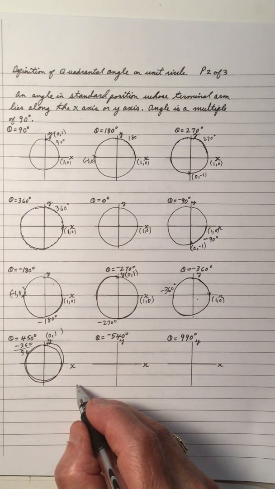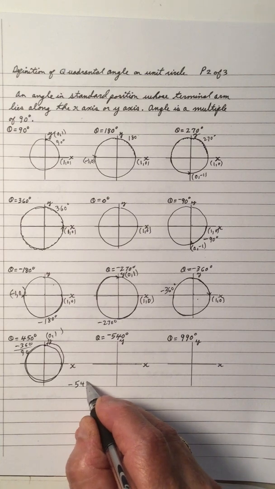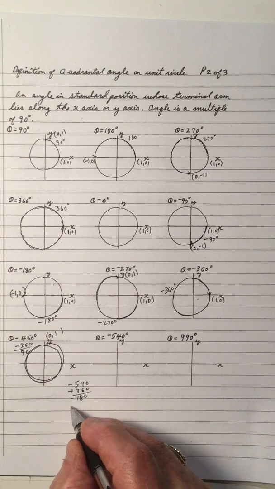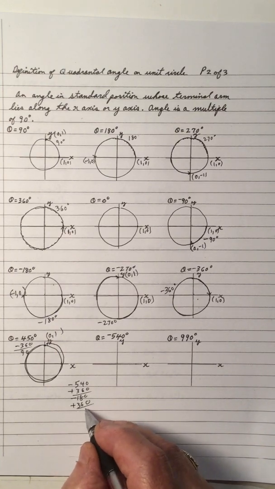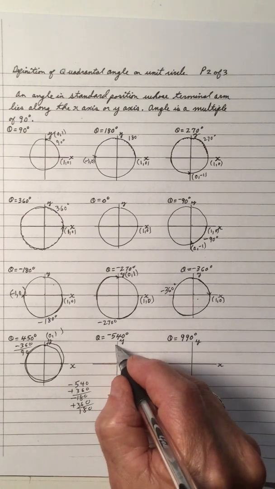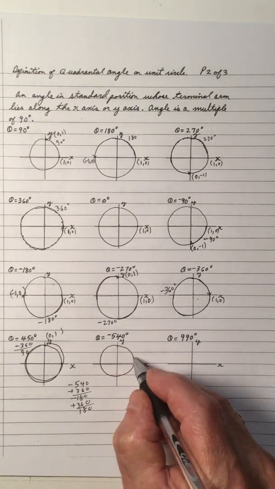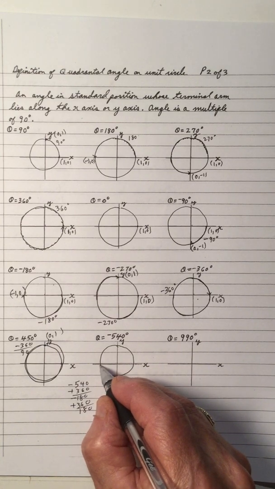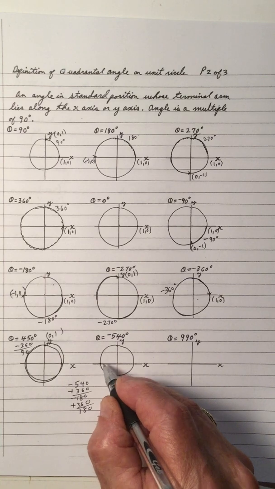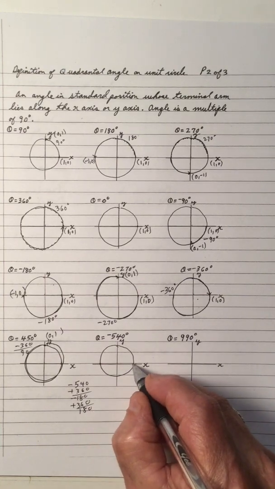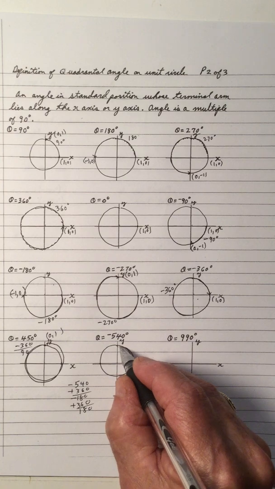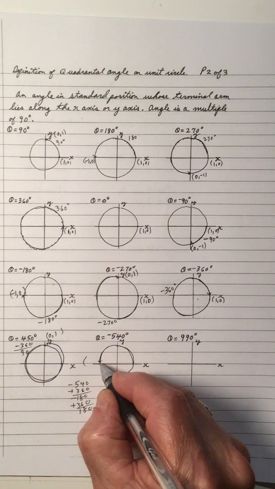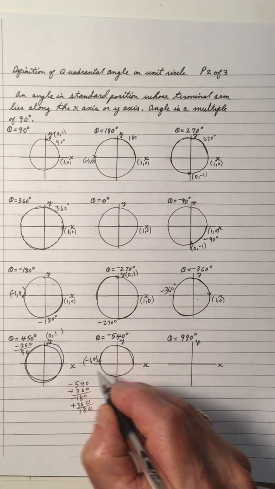And then negative 540, we're going to add on 360. So that gives us negative 180. We add on 360 again, so it gives us 180. So instead of going around the circle, which is negative 360 and then negative 180, there's the point. So we add on the 360 twice. That's the same as going this way, like that. And so there's the point, and the coordinates of that point, x is negative 1, y is 0.